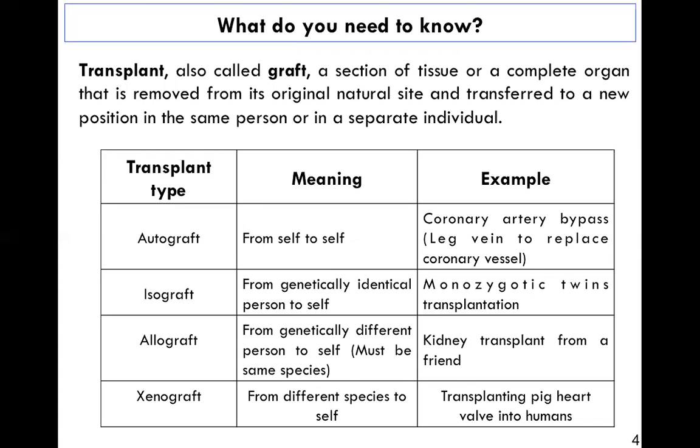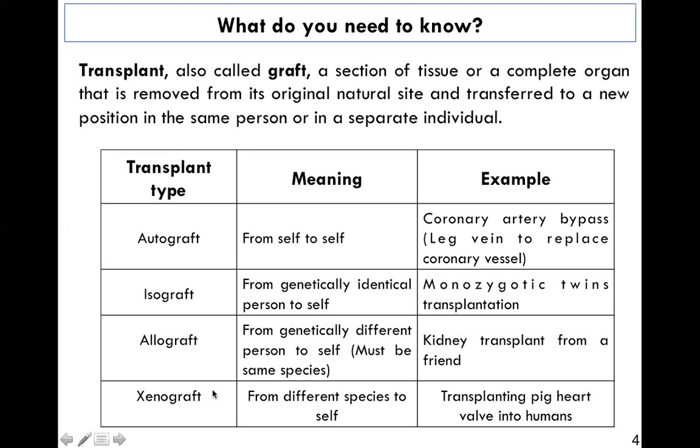So what is meant by the term transplant? It's simply a section of tissue or a complete organ removed from its original site and transferred to a new position either in the same person or in another person. That is what we call a transplant. And this transplant has four major types, as you can see here: autograft, isograft, allograft, and xenograft.